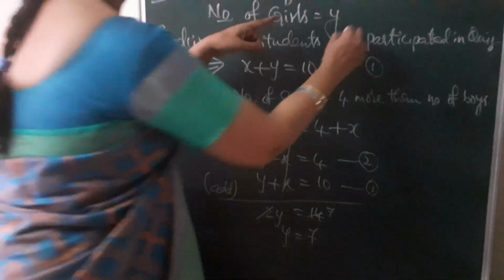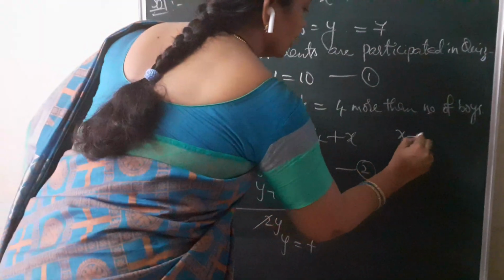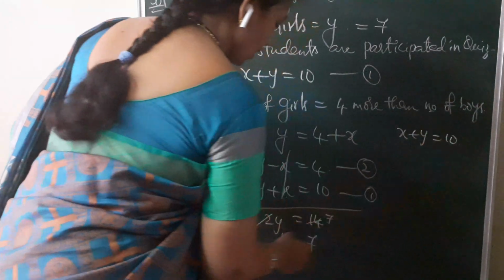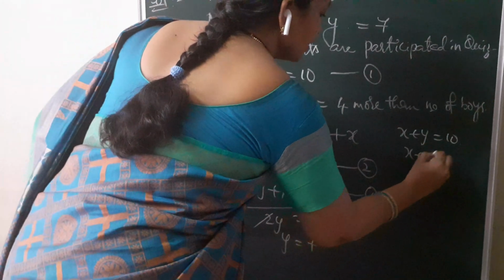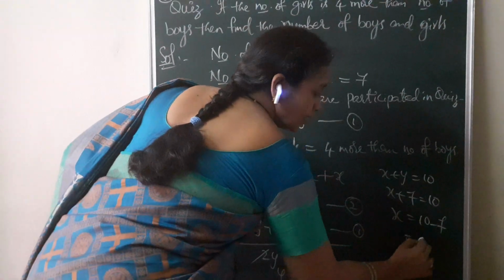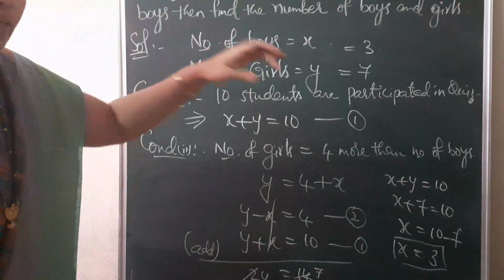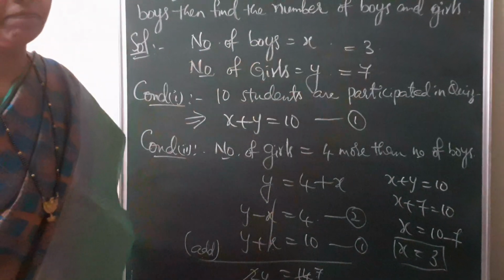y means girls are 7. But x plus y is equal to 10. As y is 7, x plus 7 is equal to 10 and x is equal to 10 minus 7, which is 3. So x is 3, y is 7. So the number of boys is 3. So total who took part in the quiz are 10 members. Okay.